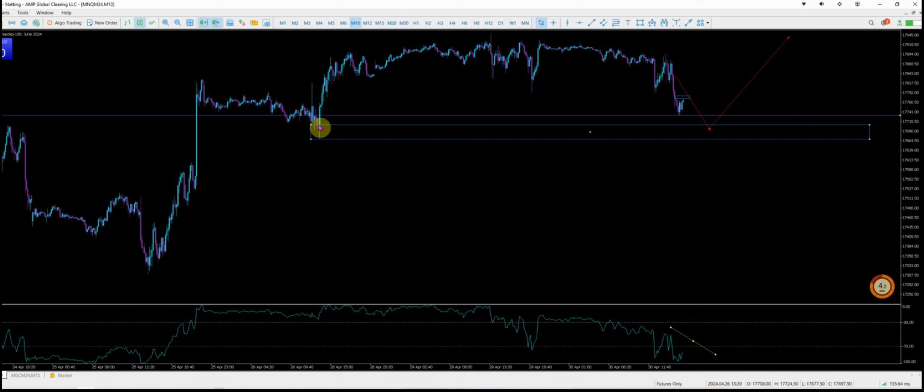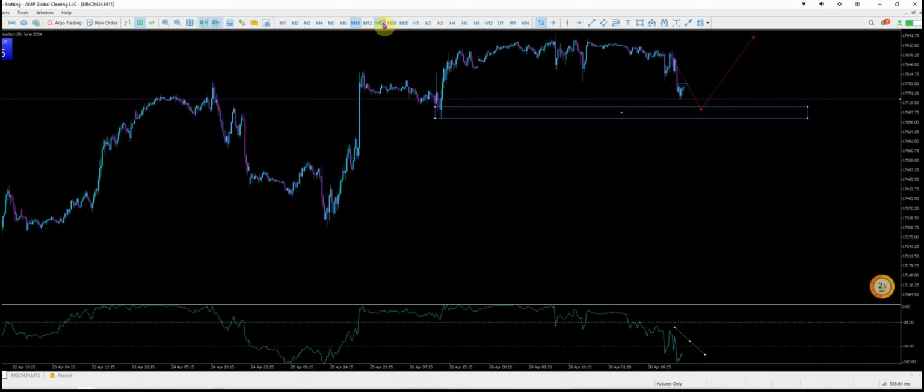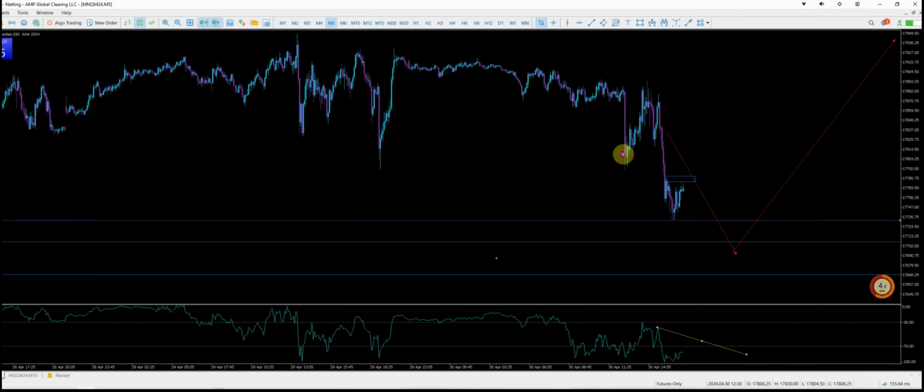I don't really see a fair value gap in here. I'm not a big fan of fair value gaps, but I know SMC traders like fair value gaps. I don't really see that, where price went to, this purple line. So I'm not sure what this is going to do. I would have loved to have seen this.